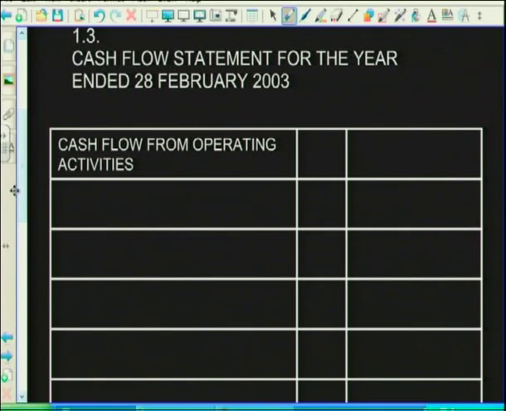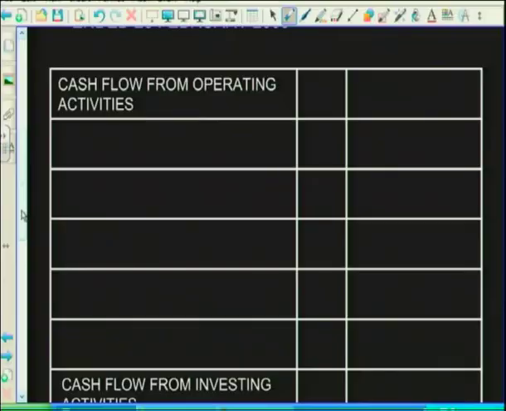We're now going to complete our cash flow statement for the year ended 28th Feb 2003. And remember, guys, at this stage, you all should know the format of your cash flow statement. So let's start with the very first part, cash flow from operating activities. We're going to start with cash generated from operations. Okay, you guys need to write that out in full.